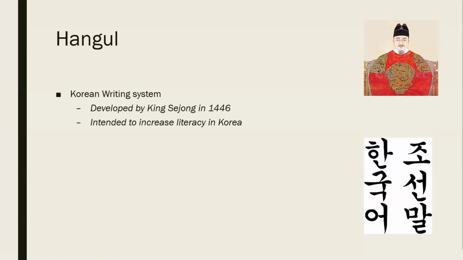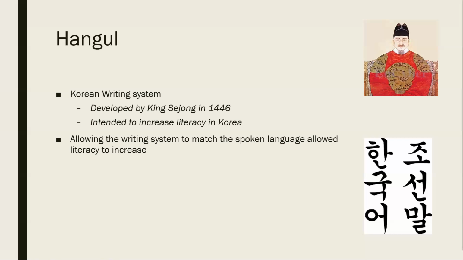Now, recall that prior to this point, reading and writing in Korea was done in the Chinese language. So in order to be able to read and write, you would actually have to speak Chinese. And King Sejong wanted to develop a writing system which would avoid this kind of situation. So the intention was that this would be a system that would allow literacy to increase. Now, it did take a long time for Hangul to actually replace the method of Chinese writing, but in the modern day, Hangul is the predominant writing system used in Korea today.